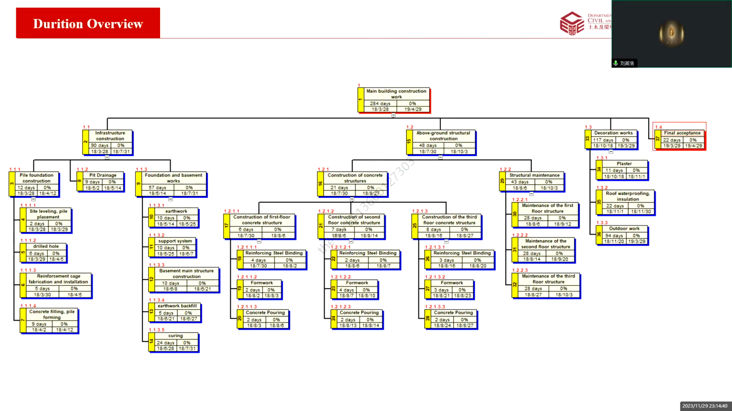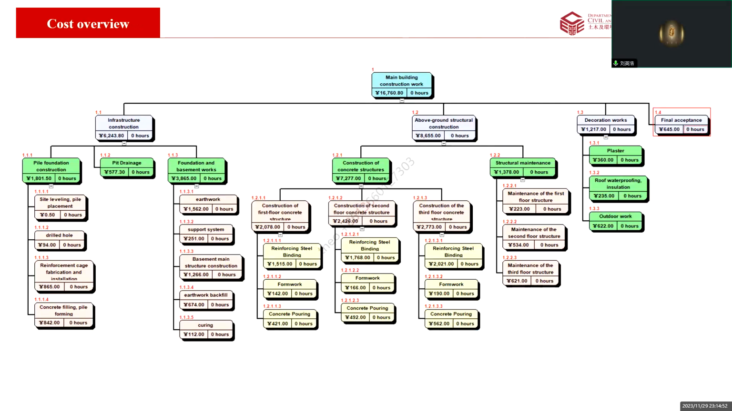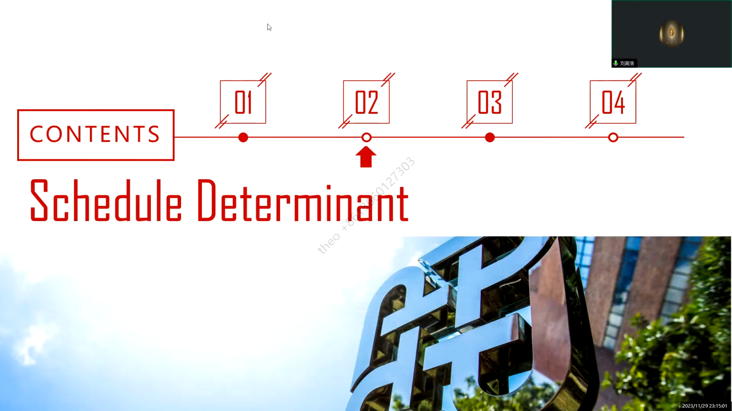The work breakdown structure diagram for the main building project is shown in the figure, where the nodes are noted to contain the project name, project start and end time, and the project time spent. In addition, this section also provides an overview of the project budget, which will be discussed in detail in a later section.